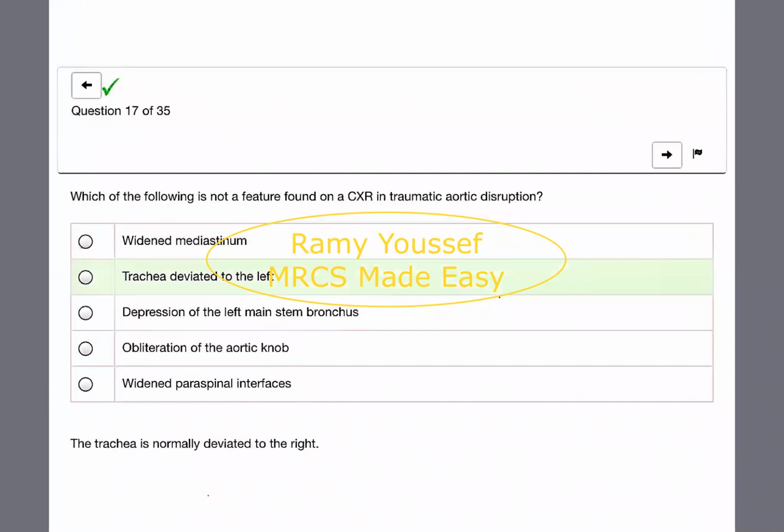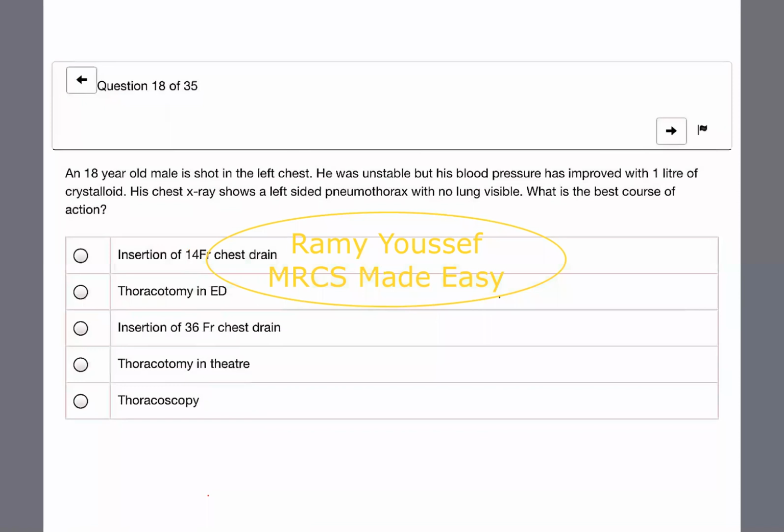From this question, you can get all the criteria: widened mediastinum, depression of the left main bronchus, obliteration of the aortic knob, widened paraspinal interface, and deviation of the trachea to the right. All these five criteria should be in aortic disruption. Okay, next question. So we have many questions now about aortic disruption and multiple scenarios. I think it's clear now. Yes? That's what I'm talking about.